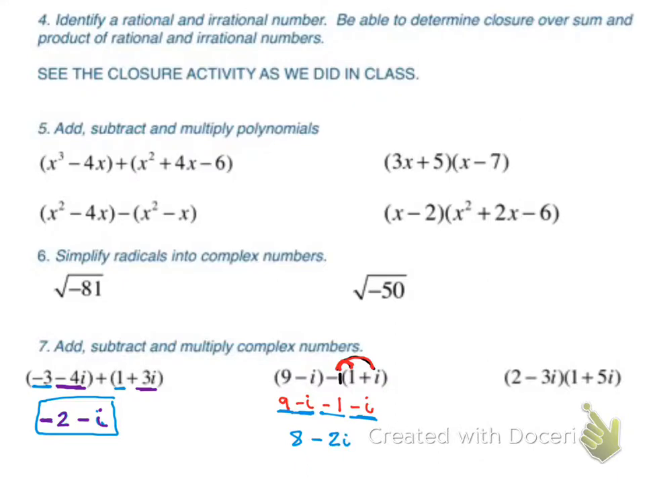And again, remember to put it in standard form. You don't want to lose any points for not doing that. And it's 8 minus 2i, right, so we have a real and an imaginary part.